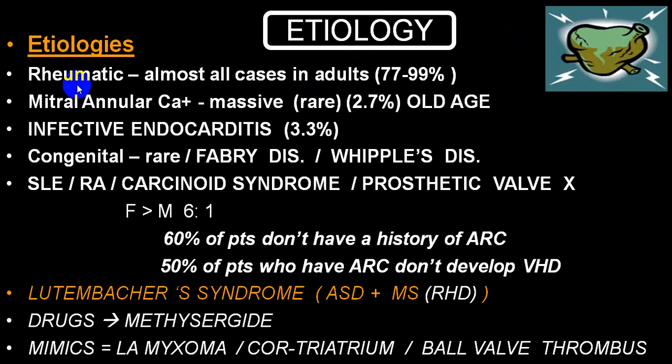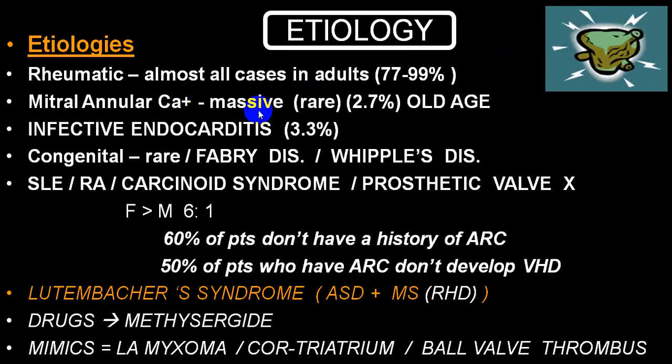You can have calcification of the mitral valve, very rare, not common. It accounts for 2 to 7% and is mainly common in older people. More commonly, the aortic valve is involved as compared to the mitral valve. Infective endocarditis producing mitral stenosis is again rare. They say 3.3%, but I'll put it as rare. These two are not common.